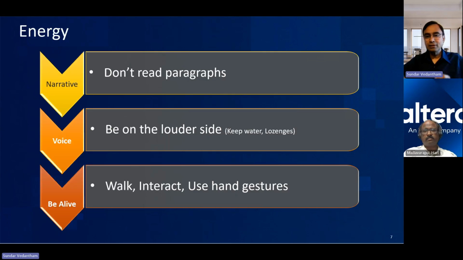Quite often I see people just standing behind the podium and then just reading paragraph after paragraph. Not good, right? So you can walk, interact with the audience, ask them questions so that they are also alert. And I've seen even some speakers specifically saying, hey, I am here to present a good idea to you. So please do not look at your phone.